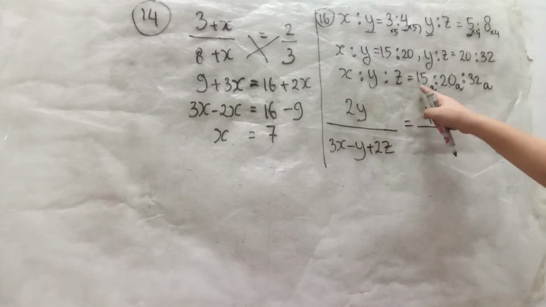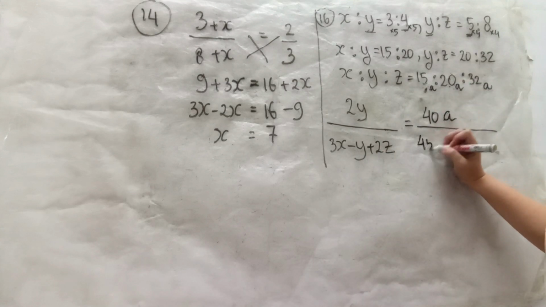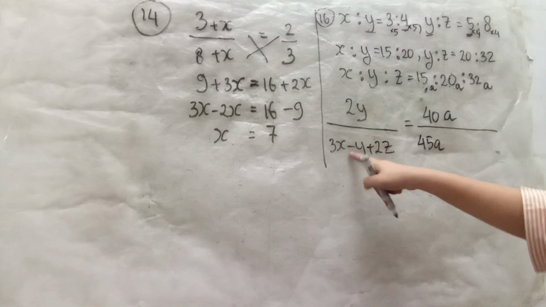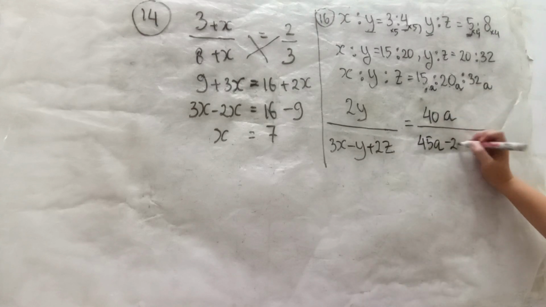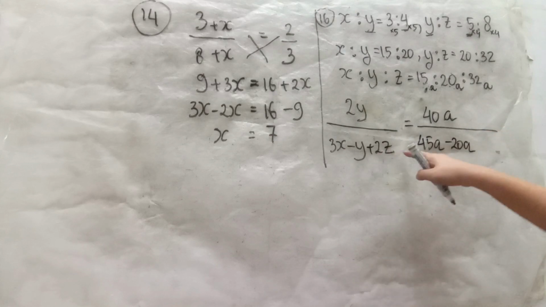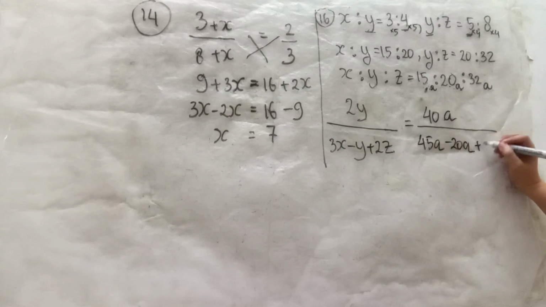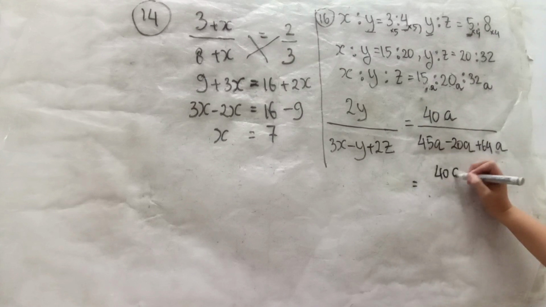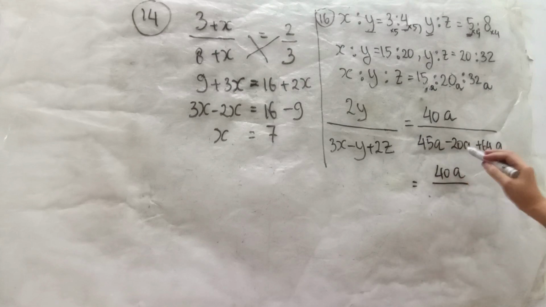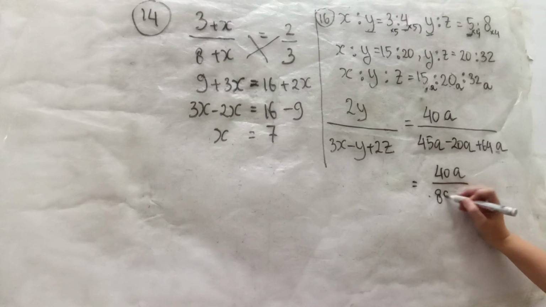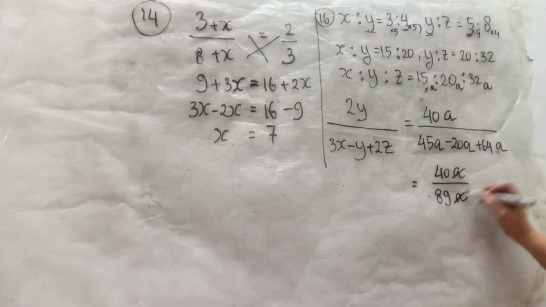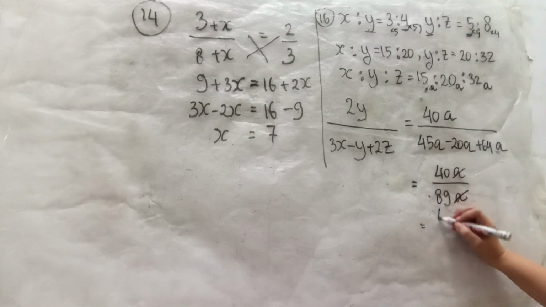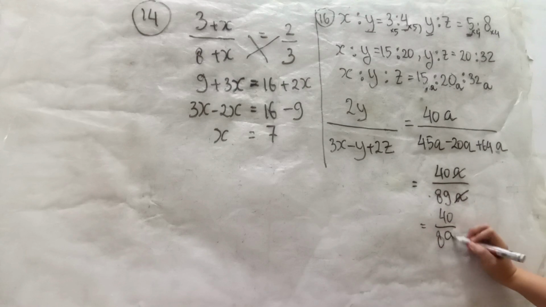3x, 3 times 15a, 45a. Minus y, minus 20a. Plus 2z, 2 times 32, plus 64a. Equal to 40a per 45 minus 20a. So 25a, 25a plus 64a, 89a. So equal to 40 per 89.